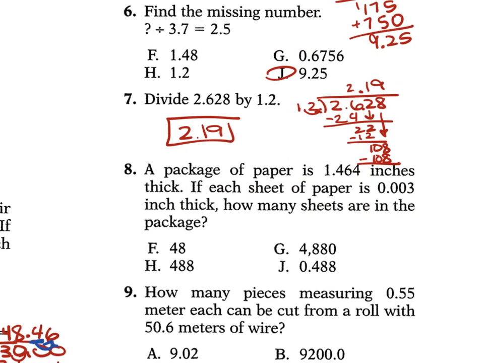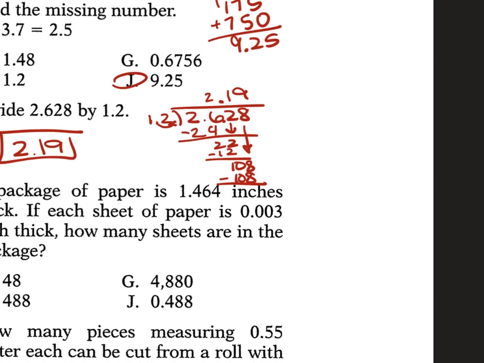For 8, it says a package of paper is 1.464 inches thick. If each sheet of paper is 0.003 inch thick, how many sheets are in the package? So we are going to put that 3 on the outside. We're moving it 1, 2, 3. So 1, 2, 3. 1464 goes on the inside. So 13 goes into 14 once with 1 left over. Bring down the 6. 13 goes into 16 once.